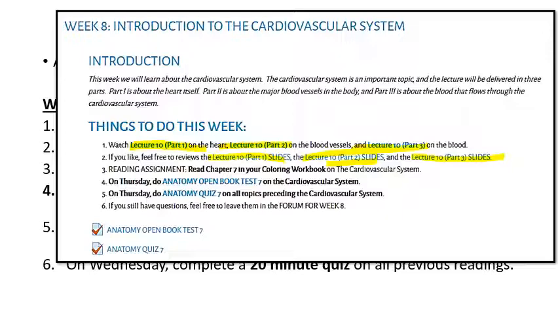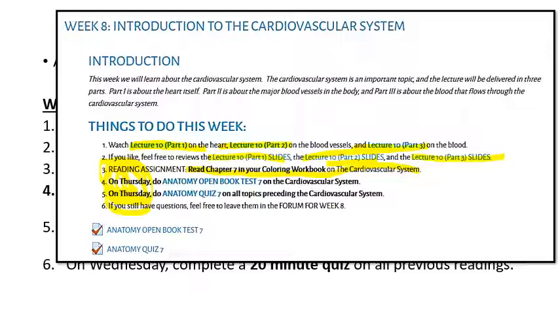Then for that particular week, the Moodle page tells you to read chapter 7 in your coloring workbook on the cardiovascular system. And then when you're convinced you're ready, then prepare yourself for the test, which is on Wednesday. Now this is a mistake, because I'm showing you the Moodle page from the summer version of the course when the quiz was on a different day. But for you, it's going to be on Wednesday.